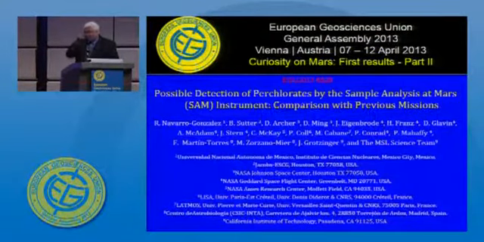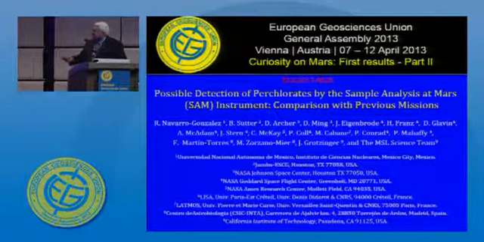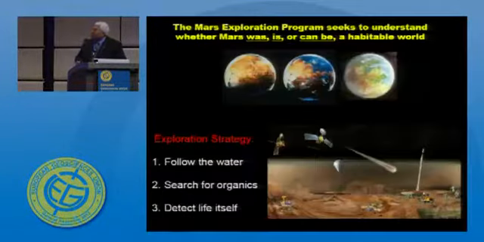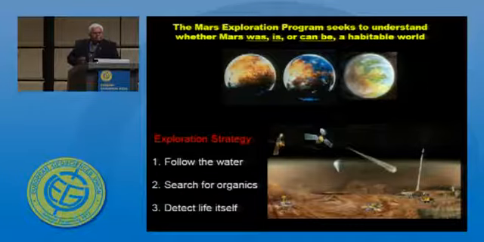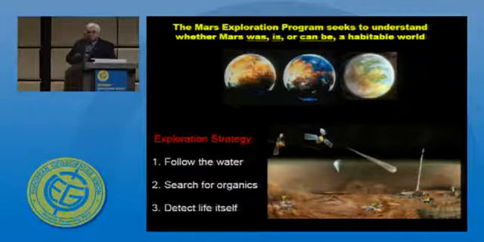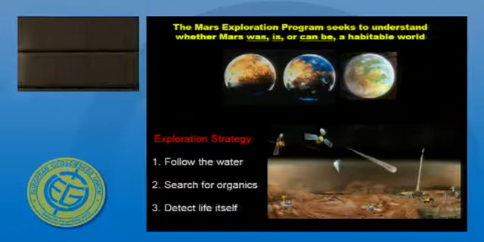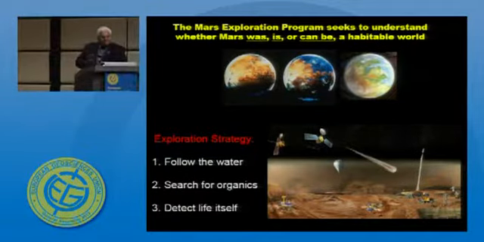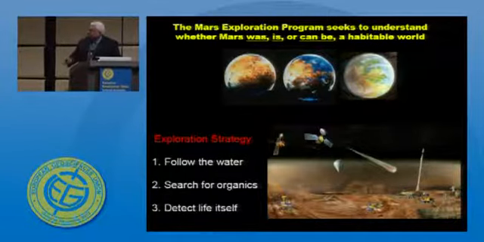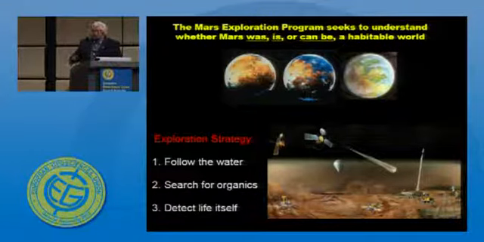Well, this is the title of my presentation, a possible detection of perchlorates in the Sample Analysis at Mars. And this is the list of my co-authors. Well, the Mars exploration program objective is to understand whether Mars was, is, or can be a habitable environment. In the last decades, the strategy has been first to send missions to follow the water. We have done that successfully with Spirit, Opportunity, and Phoenix.